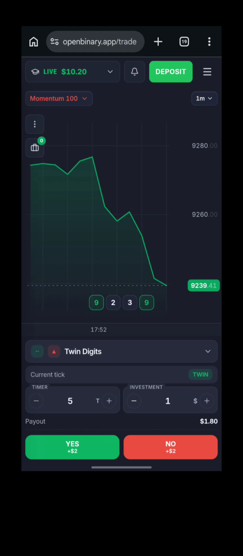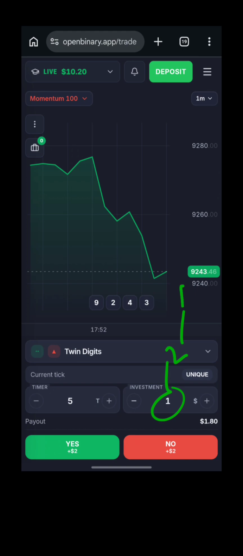Okay guys, if I happen to lose this trade where I entered with $1, I will increase my stake and go to $2. If I lose the trade for $2, I will increase my stake and go to $4.